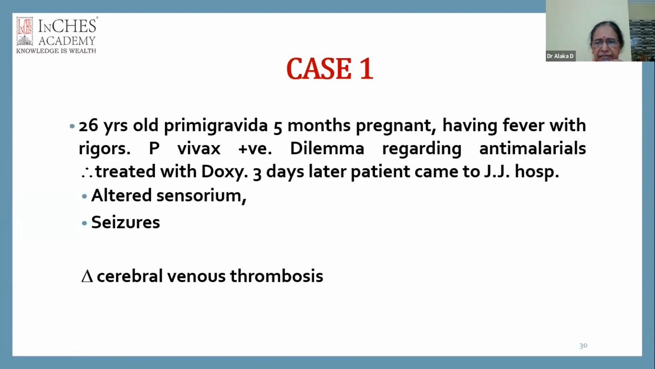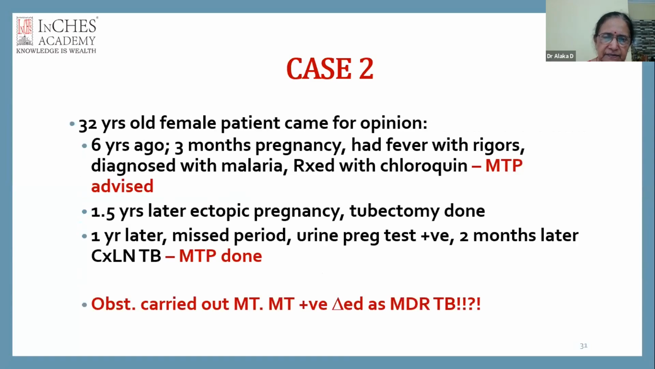3 days later, the patient came to JJ Hospital with altered sensorium and seizures. Now, whether it was a complication of malaria or something else, we did the CT scan, and the CT scan showed cerebral venous thrombosis, which is again a complication of malaria. We should have treated her with anti-malarials.